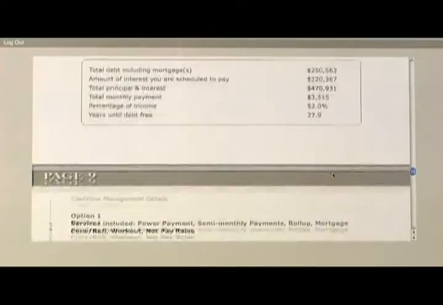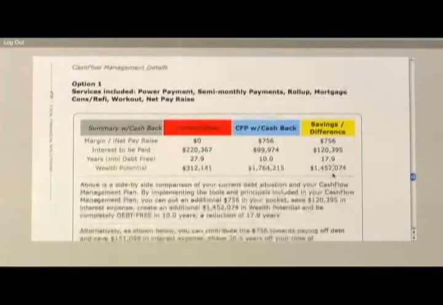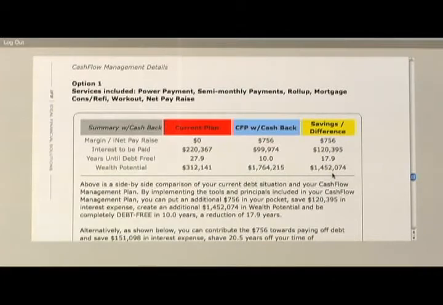I just want to skip down to page 9 because this is really where the rubber meets the road. If you look here on page 9, under the options, this is showing the services that our program is actually offering them based on their program.